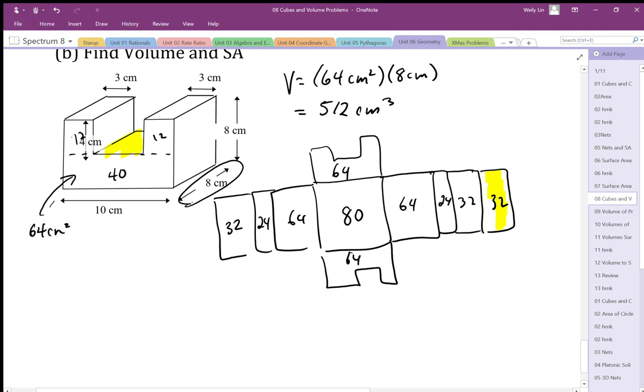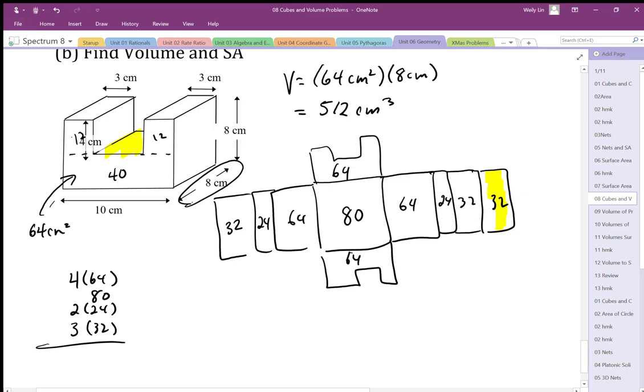Now just do a good job of adding them up. So I have 2 times 64, I've got 80, I've got 2 times 24, and I've got 1, 2, 3 surfaces of 32. Okay, so just making sure I have all my surfaces here. I've counted 8 surfaces. Okay, so, whoops, I've got 10 surfaces because those are there. 1, 2, 3, 4, 5, 6, 7, 8, 9, 10. Yeah, I've got all 10 surfaces.